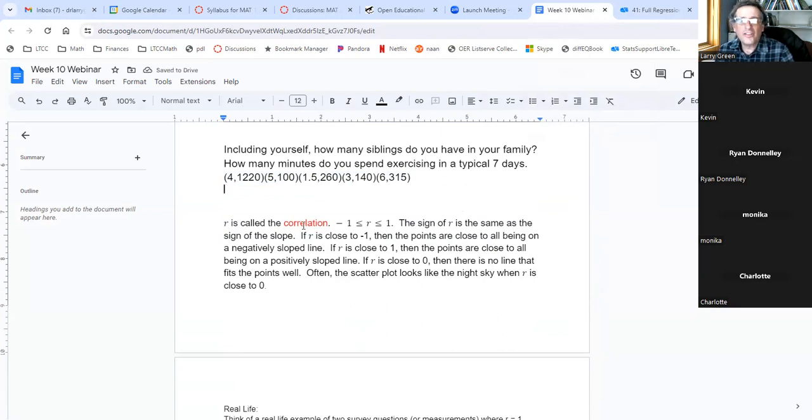So R is called the correlation. R is between -1 and 1. It can never be bigger than 1. It can never be less than -1. The sign of R is the same as the sign of the slope.